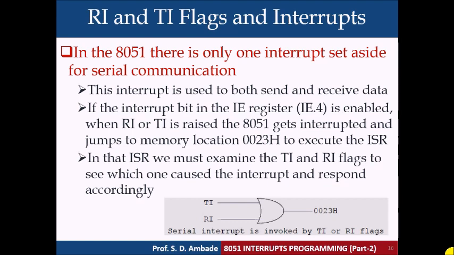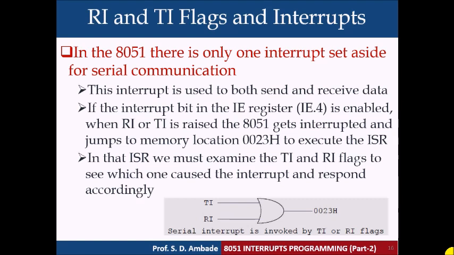One is reset, 2 for timer 0 and timer 1, 2 for external interrupt INT 0 and INT 1, but there is only one interrupt for serial communication used for receive and transfer. This interrupt is used to both send and receive data. If the interrupt bit in the IE register, means IE.4, which is reserved for serial interrupt, is enabled, when RI or TI is raised, the 8051 gets interrupted and jumps to memory location 0023H to execute ISR.